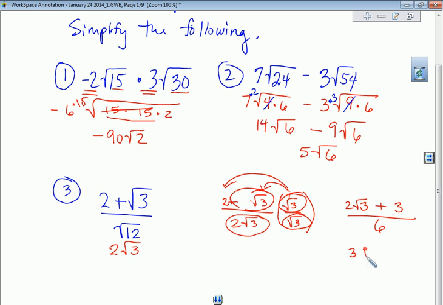Okay, so we would probably write this 3 plus 2 roots of 3 over 6. These are not my best ones. That's why we're going to keep doing them.